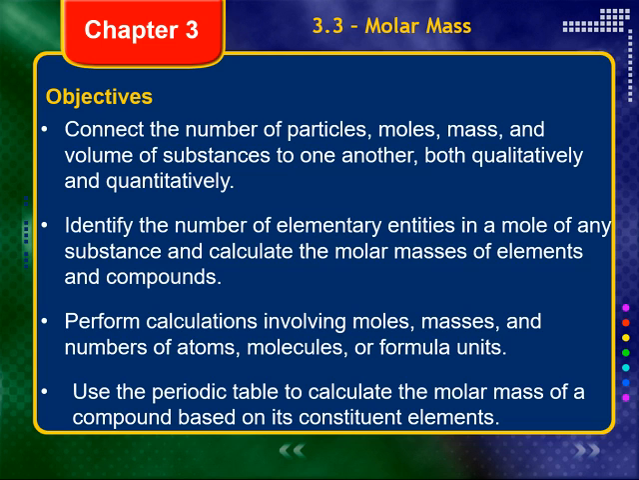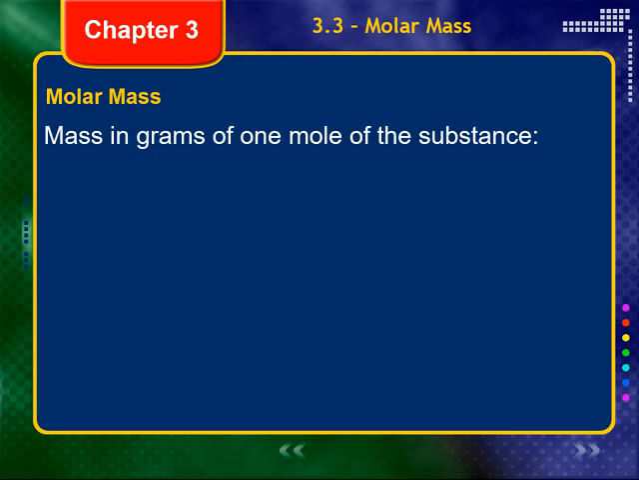Perform calculations involving moles, masses, and numbers of atoms, molecules, and formula units. Again, carry out those calculations. And then use the periodic table to calculate the molar mass of a compound based on its constituent elements. All right, start with molar mass.